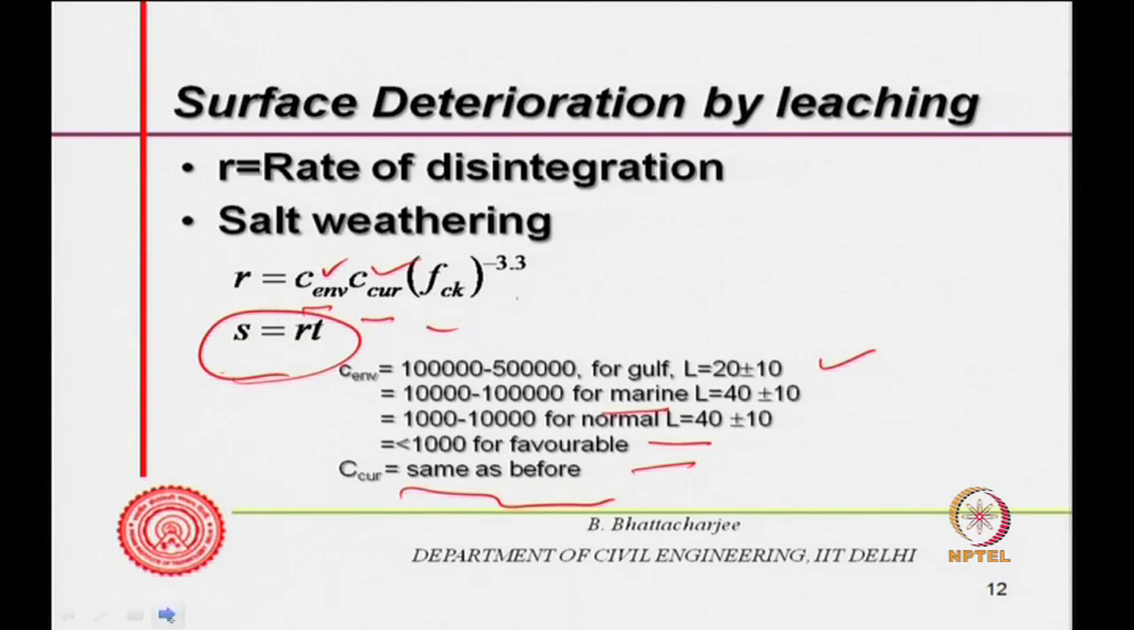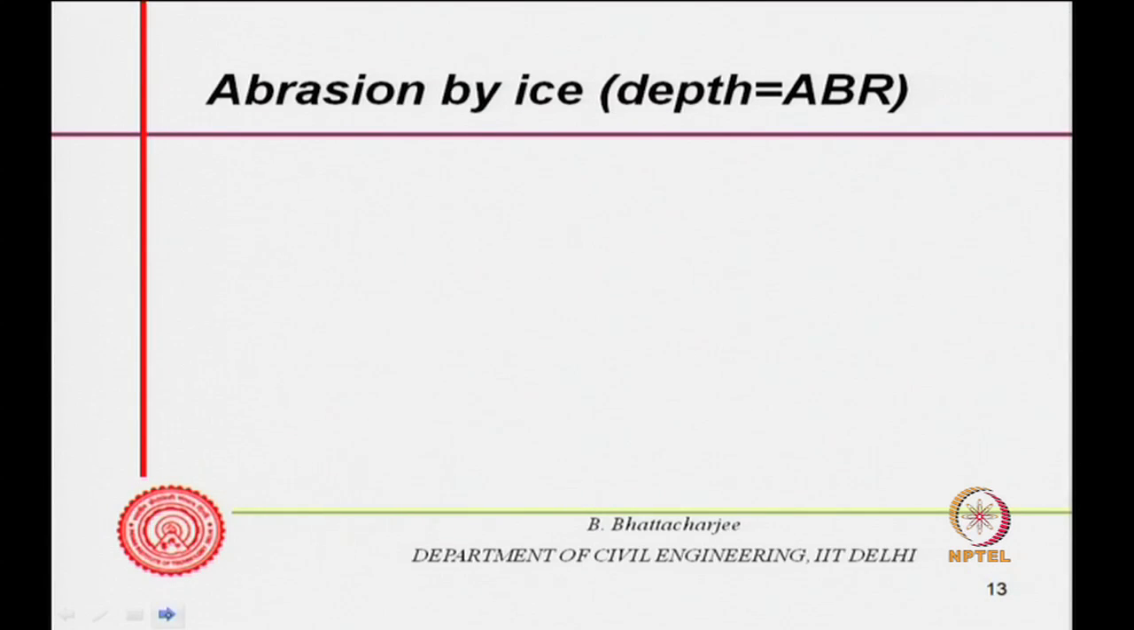So, the third one is related to abrasion of ice, and a similar sort of situation when there is a marine environment, or an environment where there is water and you have an ice body. So, the abrasion depth, ABR, can be found out.